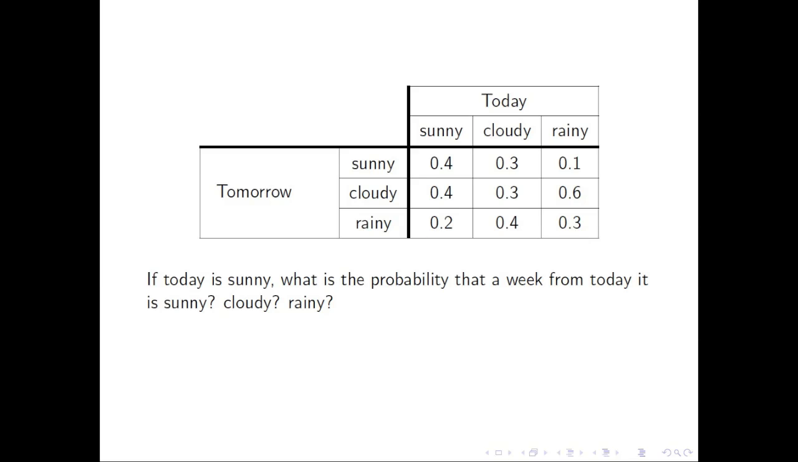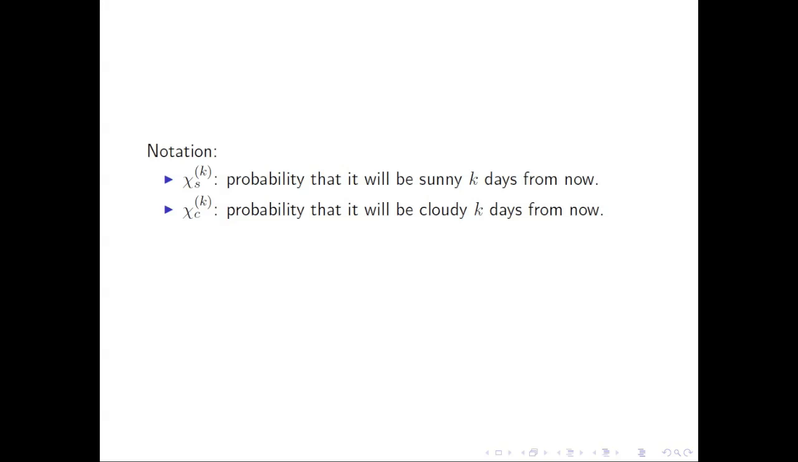Obviously, this would start getting a little bit more involved. We're going to show you how to build up to that answer. To do so, we're going to introduce some notation. We're going to let χ_s^k be the probability that it will be sunny k days from now. Same thing for χ_c. It's the probability that it will be cloudy k days from now, and χ_r, which is the probability that it will be rainy k days from now. So notice the superscripts. The superscripts now tell us how many days from now we're talking about.